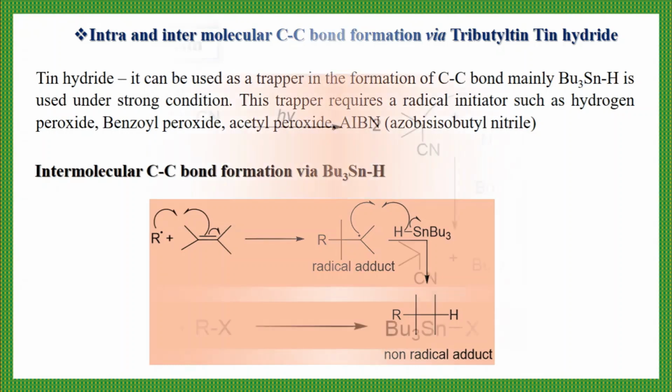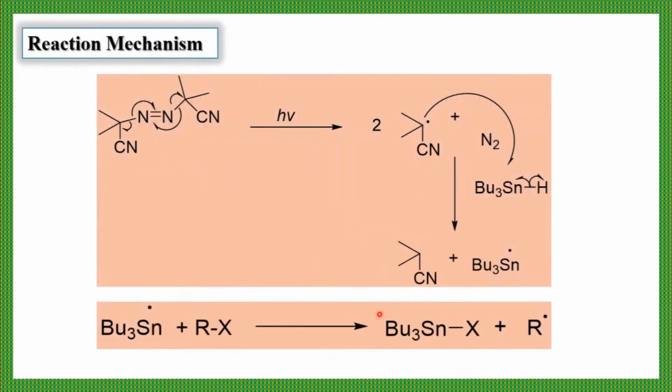Now in the next slide, we'll see in detail the reaction mechanism. You know that the reaction mechanism is nothing but the step-by-step explanation of your reaction. So we'll see first the general mechanism, how tributyltin hydride acts as a trapper and how it can be used for the formation of carbon-carbon bonds. That carbon-carbon bond may be intramolecular or intermolecular.